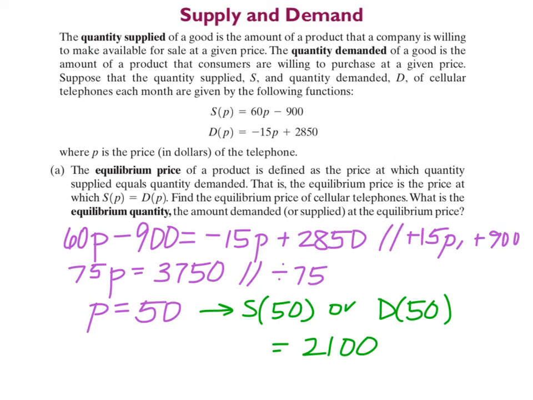So when I set these two equal to each other, I do some algebra, and I find that the price is $50 per telephone. So in order to find the equilibrium quantity, you can plug it into either equation, because remember, they're the same value at this price. So S of 50 or D of 50 is going to give you 2,100 telephones.